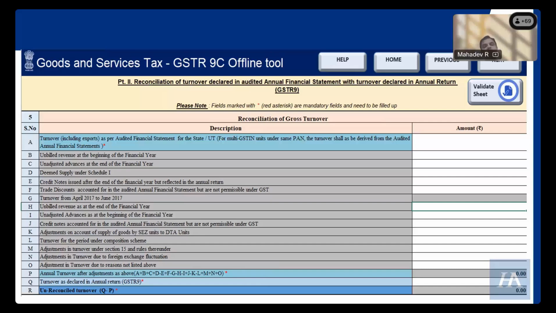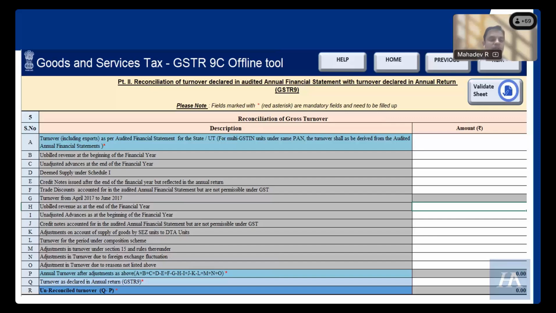Now we'll see what are all the adjustments. There are certain things wherein we need to add. There are certain things which we need to reduce. If you see row number 5P, you can see what needs to be added, what needs to be reduced. So A, B, C, D, E, F. So up to F you need to add. All other things you need to reduce.